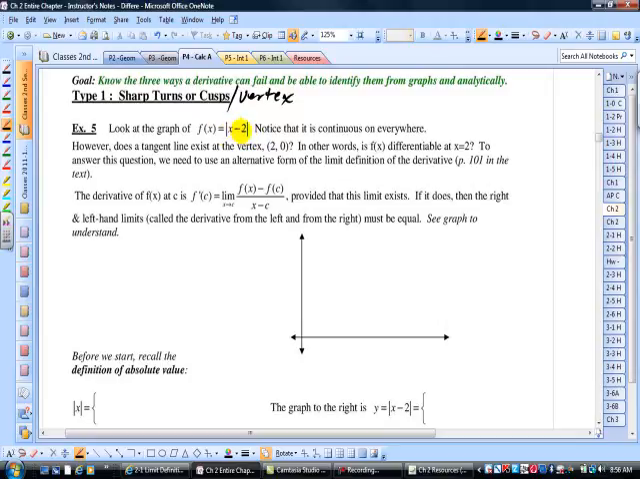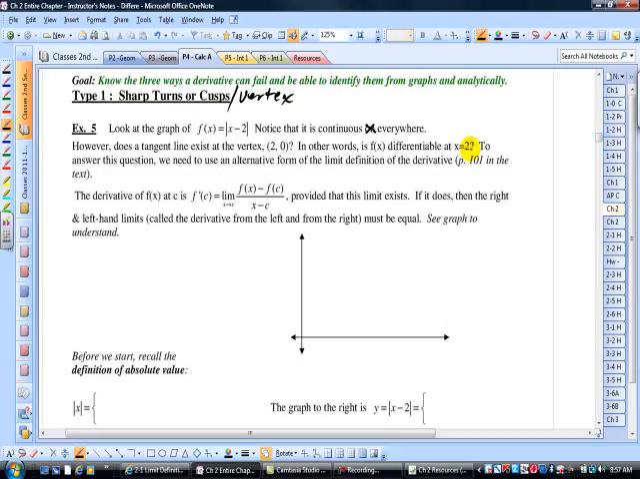Absolute value functions, as you saw in Algebra 2, are continuous everywhere. But is it differentiable at the vertex? Does a tangent line exist at the vertex (2, 0)? That's where the vertex of this absolute value function is. In other words, is f of x differentiable at x equals 2? We're going to prove that it's not.